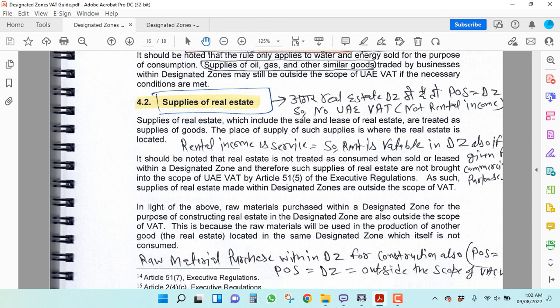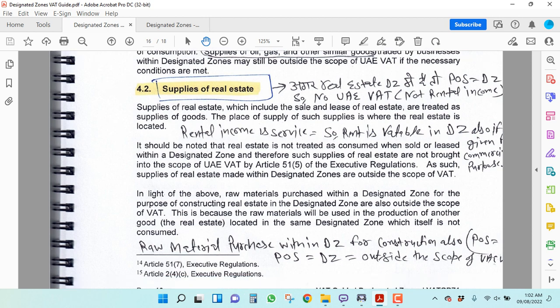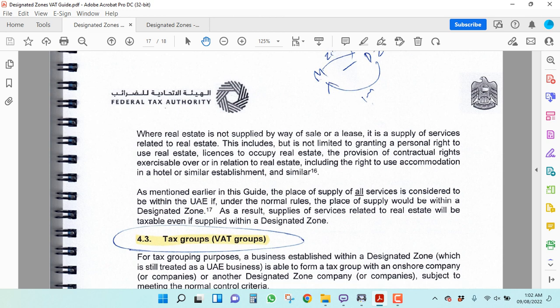But rental income is a service. Rental is providing a service. The landowner is providing the service of rental, so it will be VATable if it is given for a commercial purpose, because for residential purpose it is not VATable. Okay, now these two are clear from a point of view.